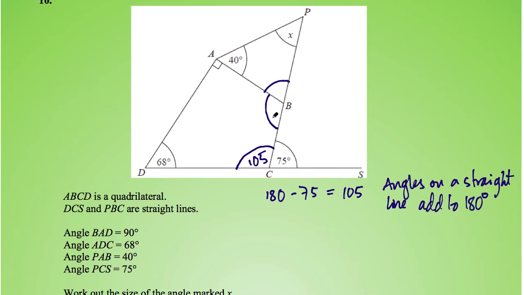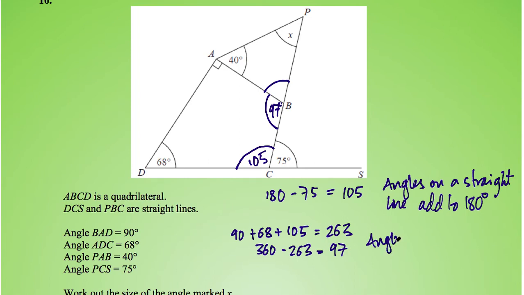Then I can get this angle in here by doing 90 plus 68 plus 105 is 263, and 360 minus 263 is 97. So I put 97 degrees in there, and my reasoning here is that angles in a quadrilateral add to 360.